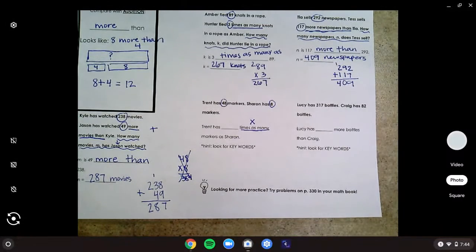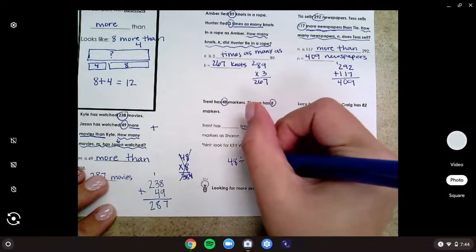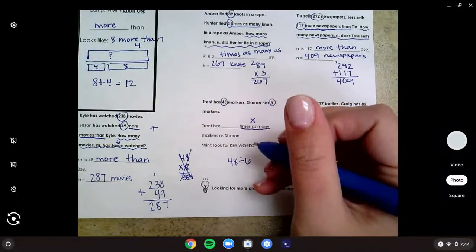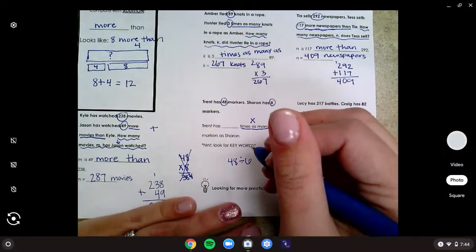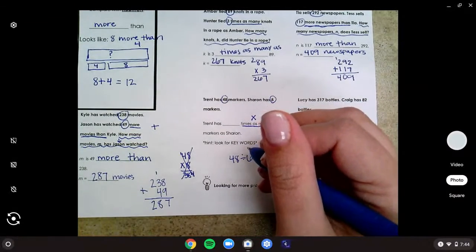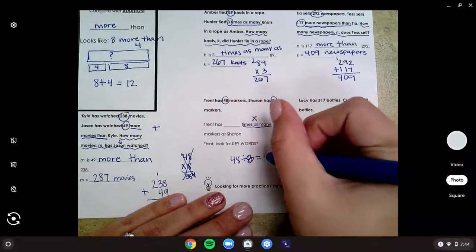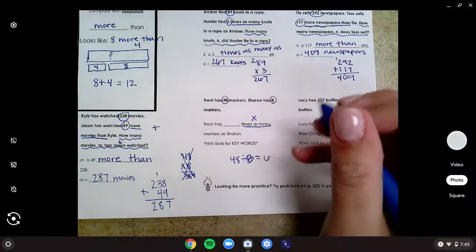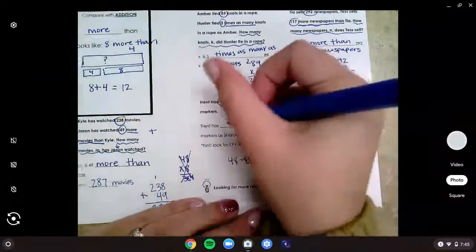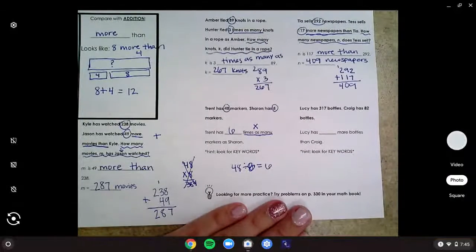So what did you figure out we might need to do with this one? We actually needed to divide. So we needed to do 48 divided by 8 to figure out how many times it would be. 48 divided by 8 equals 6. So Trent has 6 times as many.